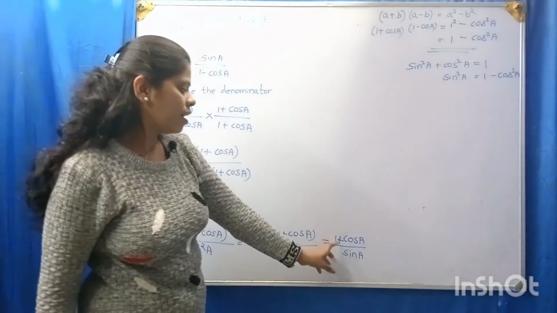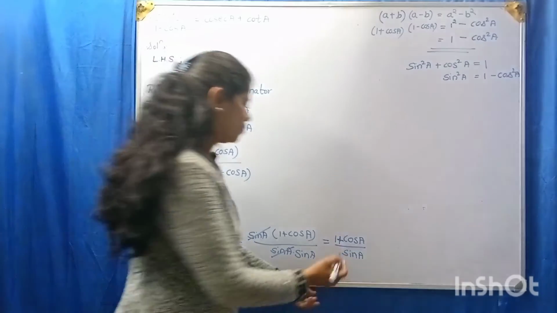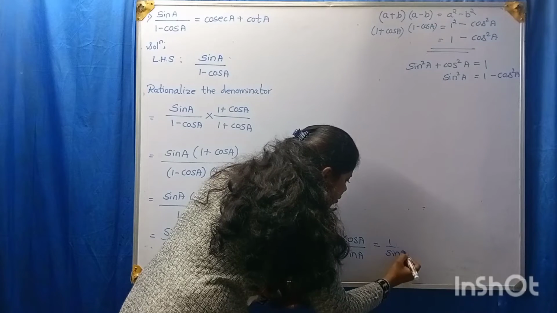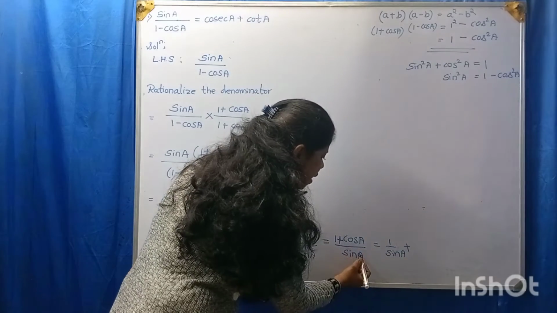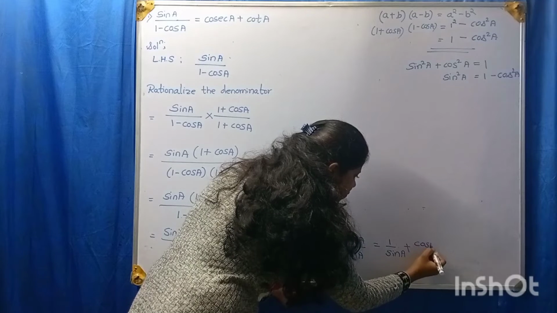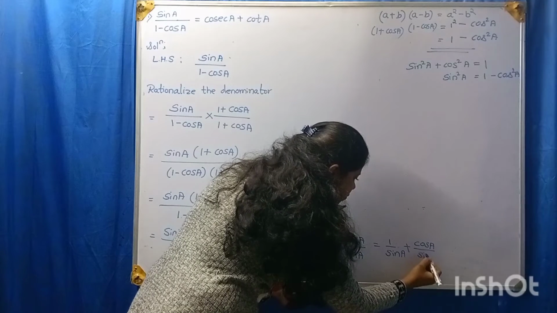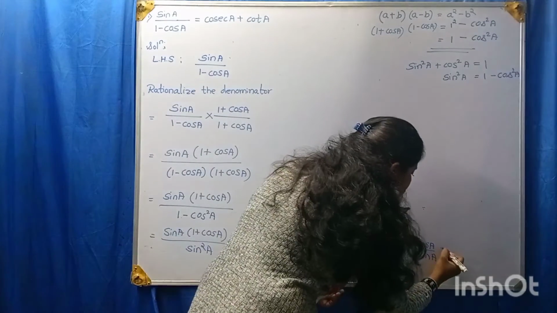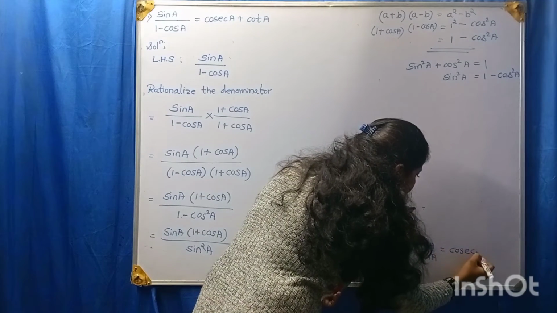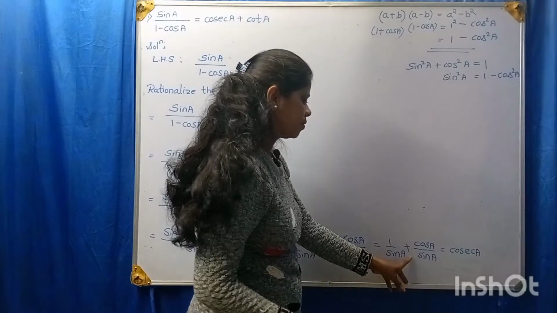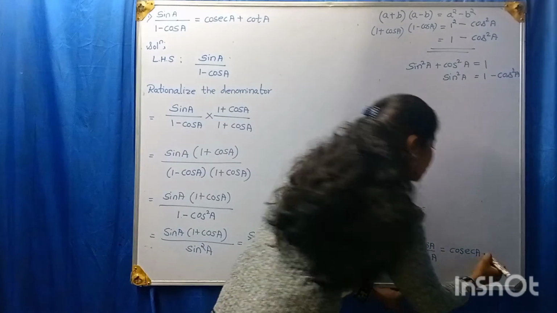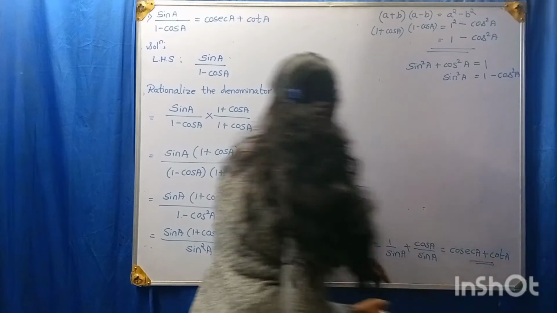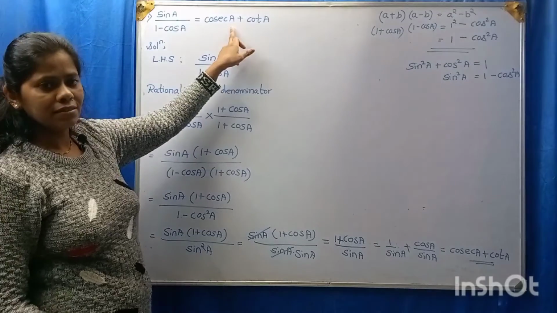See, here I can split the terms and write that is 1 by sin A plus cos A by sin A. One by sin A is cosecant A plus cos A by sin A is cot A. Right? That is what our RHS is.